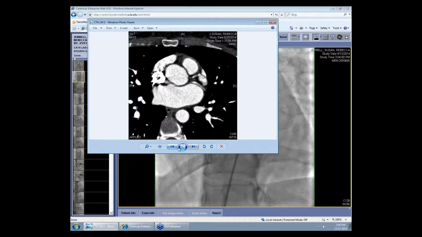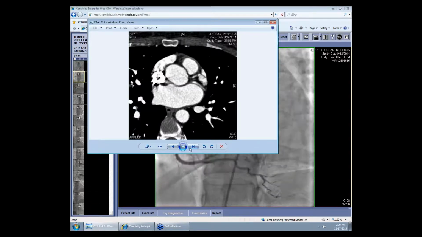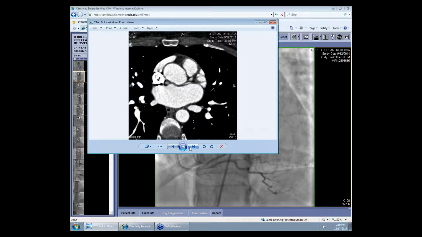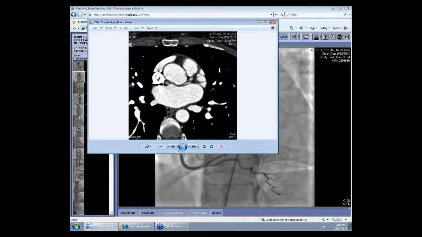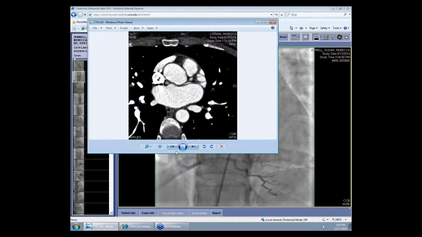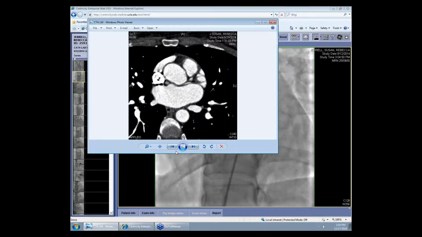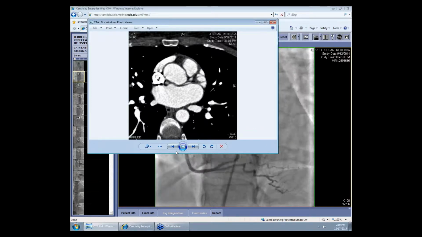Wait, we don't see the RCA. It's the left and the circ. Yeah, actually you can't see the RCA, so it's just the LAD and the circ. So afterwards, she underwent a nuclear stress test, which showed that it was essentially normal.